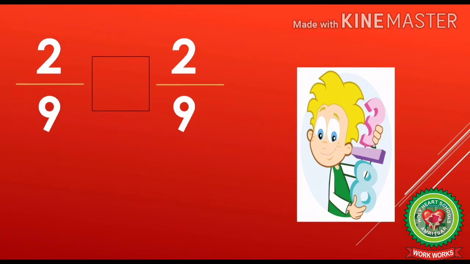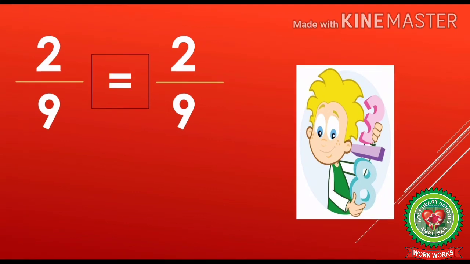Now look at this example. 2 upon 9 and 2 upon 9. As you can see, both the numerators and both the denominators are same. That means both the fractions are equal. So we will put the equal to sign.